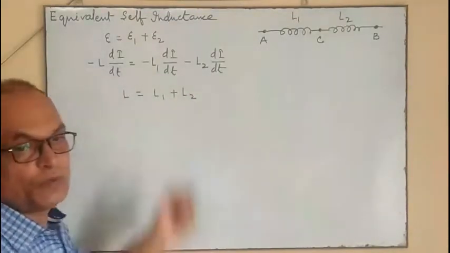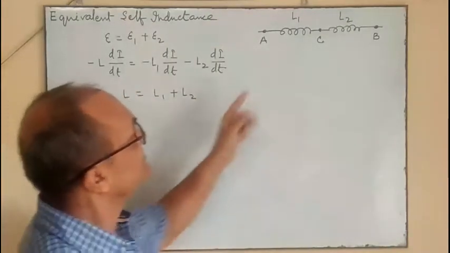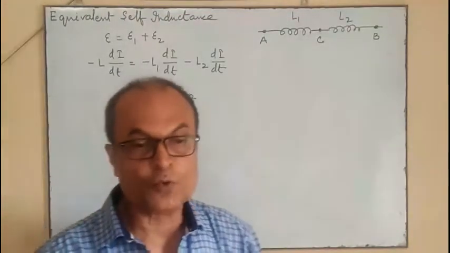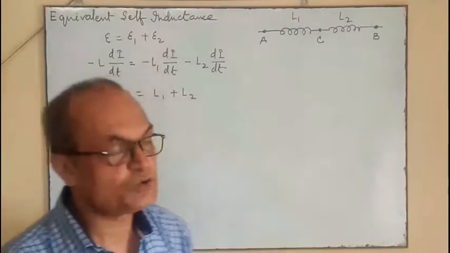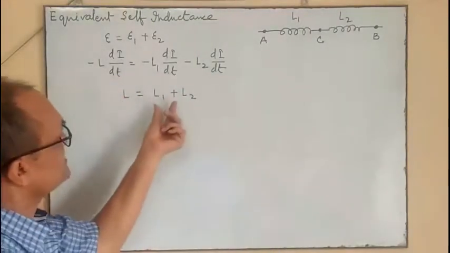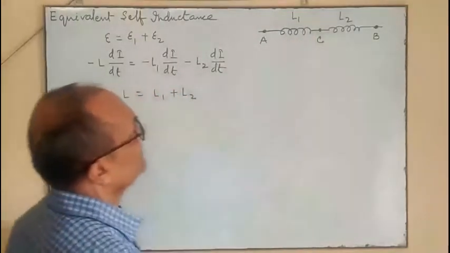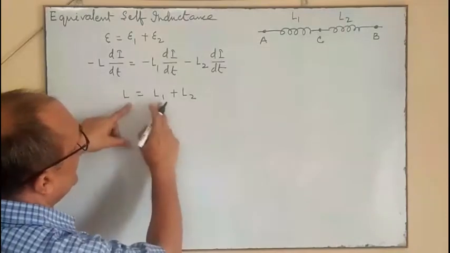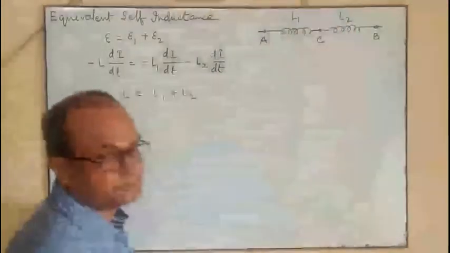So here L is the equivalent self-inductance of these two coils when they are connected in series. This will be equal to the sum of the inductances of this and this. So the equivalent inductance is L equals L1 plus L2. L1 for this, L2 for this.